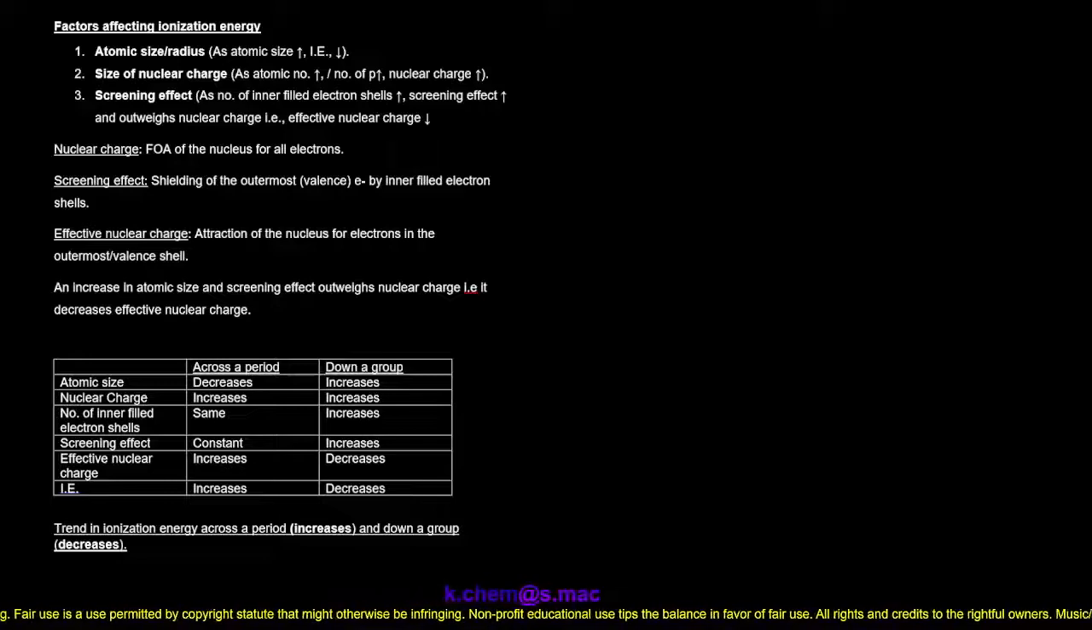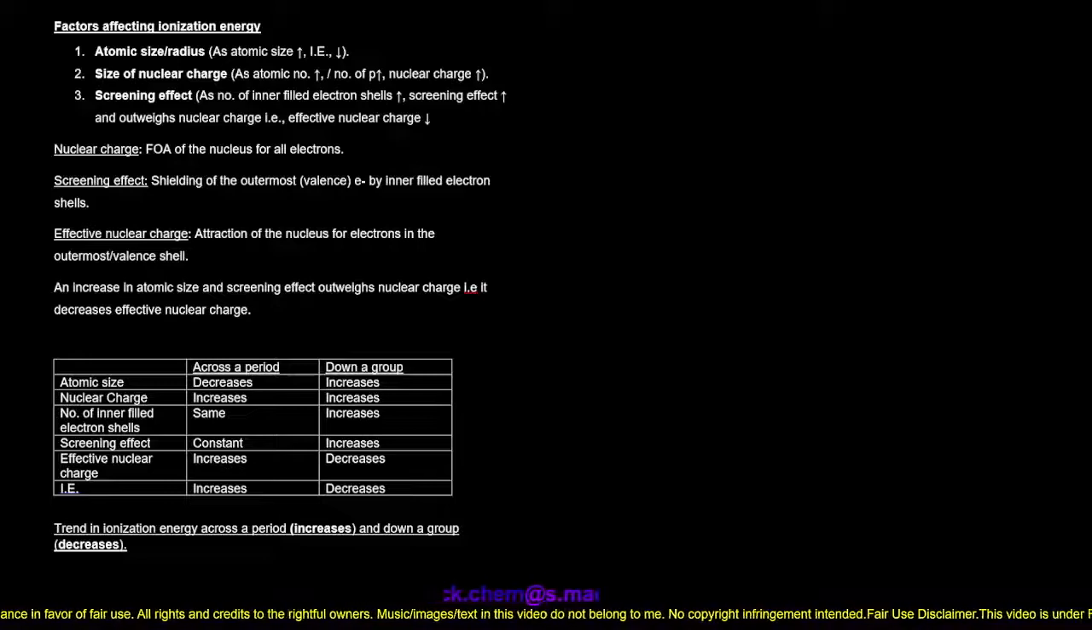So looking at my table, there are some factors which you should learn off by heart. Make sure to learn off the change in atomic size, and you should be able to figure out how nuclear charge changes across a period and down a group. It is expected to increase. Once we have more protons, we will have more electrons. Nuclear charge must increase.